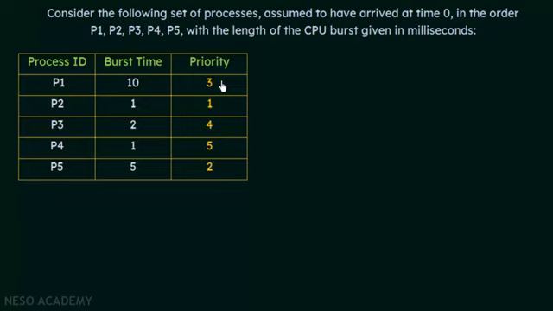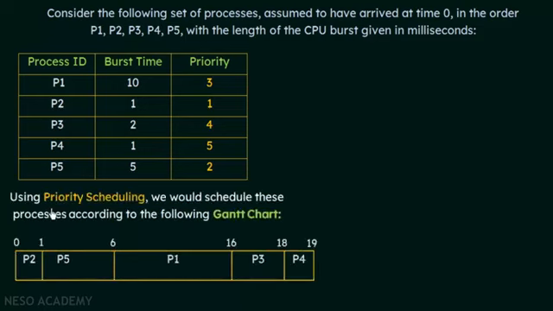Alright, so what we are going to do now is form the Gantt chart if these processes arrive in this order, with these burst times and this set of priorities. So using priority scheduling, we would schedule these processes according to the following Gantt chart. Let's see how we form this Gantt chart.